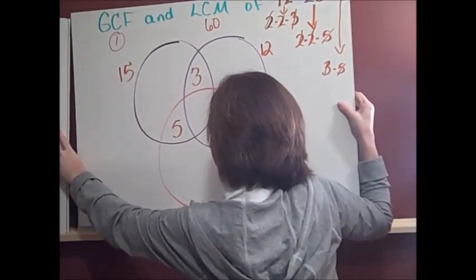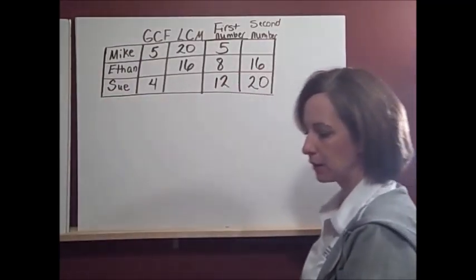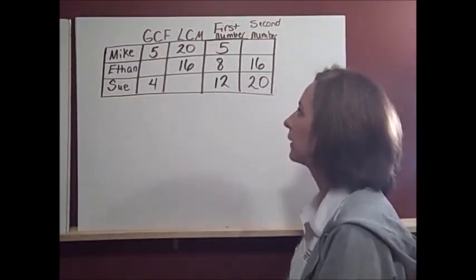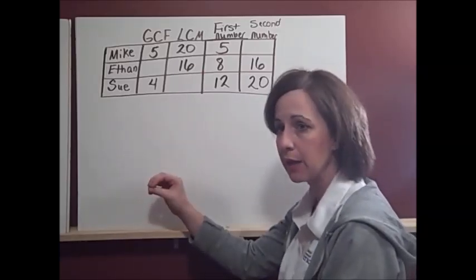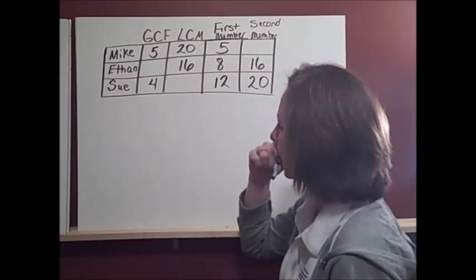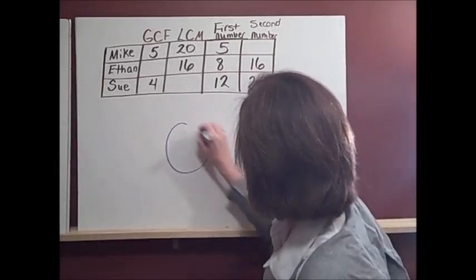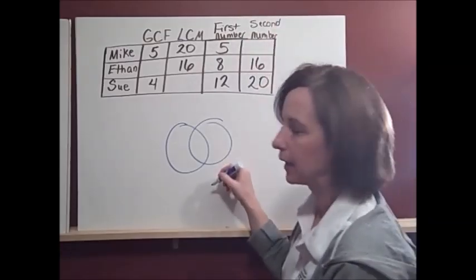And you might see a chart like this that you would be expected to fill in. You would have to take the information that you have, put it in a Venn diagram, and figure out what you're missing. So let's do Mike's numbers first. Obviously has a first number and a second number. That means we're going to have two circles.